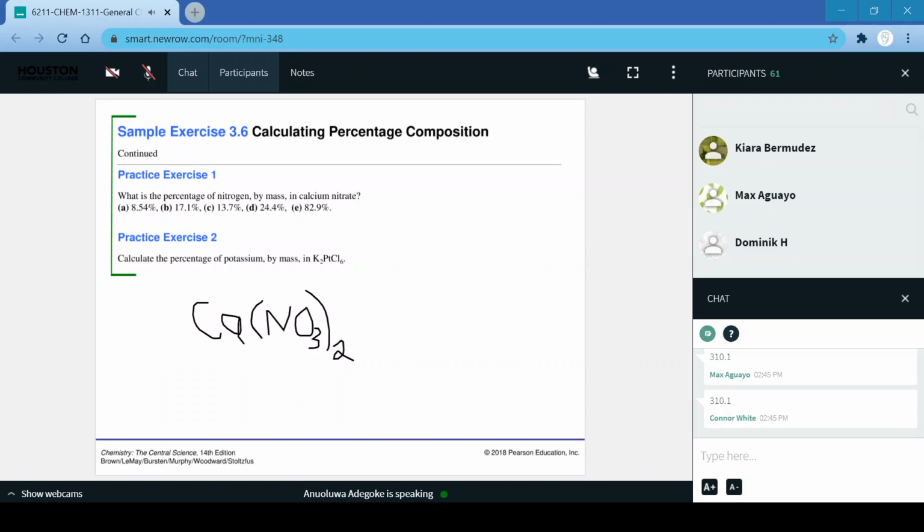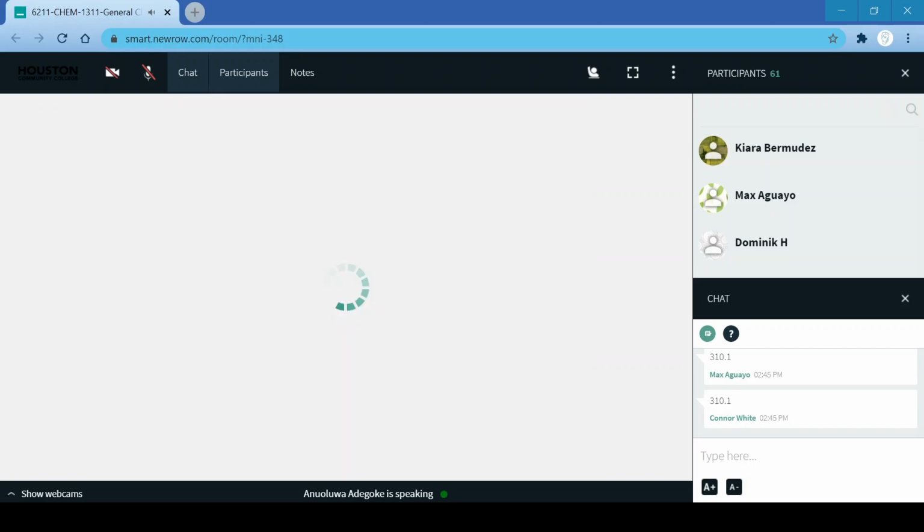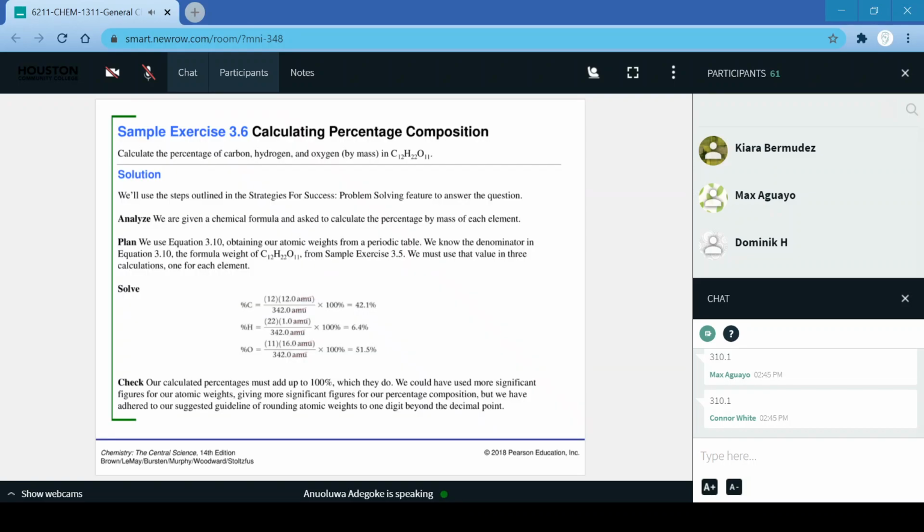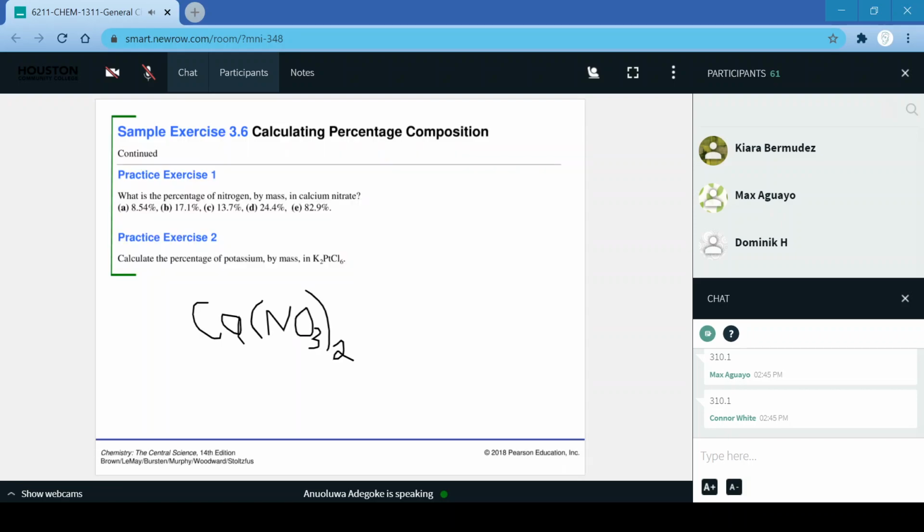So the question is, what is the percentage of nitrogen by mass in calcium nitrate? The example given to us previously is exactly what we are going to follow here. There are 2 atoms of nitrogen. Remember that percentage by mass is the number of atoms of the element we are looking for times the atomic mass, divided by the total formula weight of the compound, times 100%. So the very first thing is, can somebody calculate the formula weight of calcium nitrate?